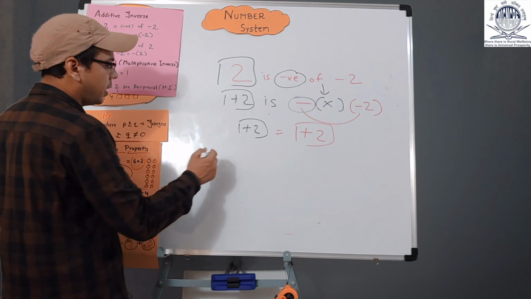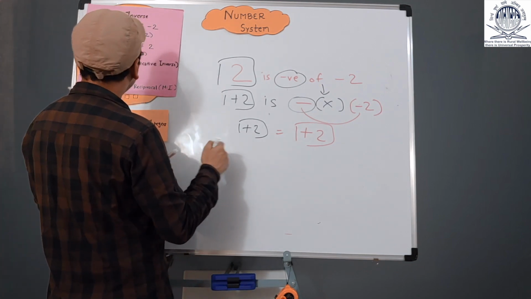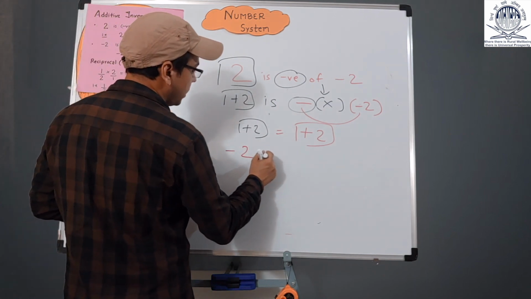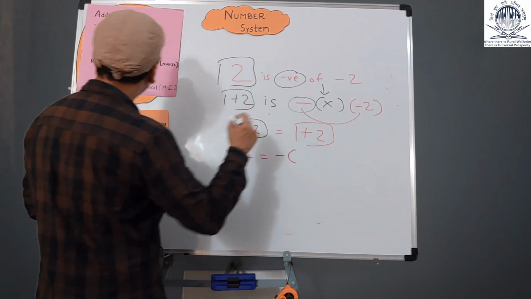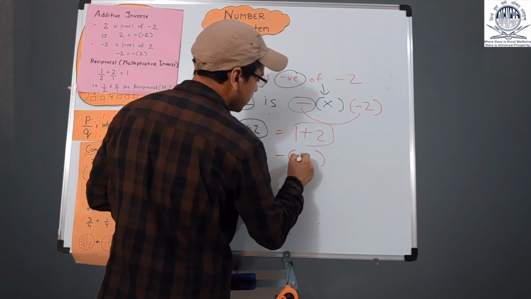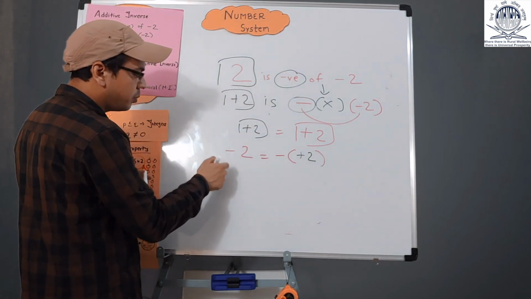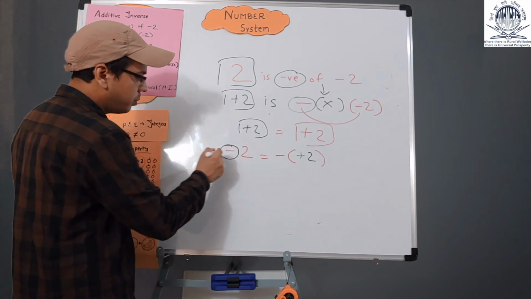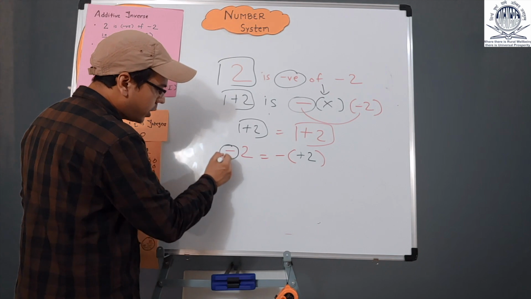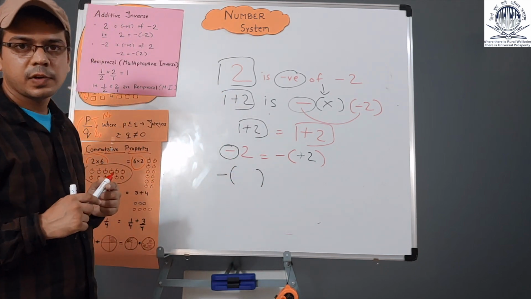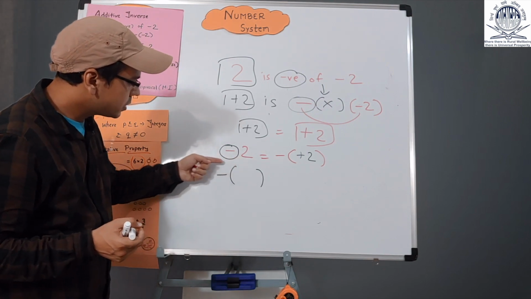So how can you say that? You can write it this way probably: negative 2 is equal to the negative of this number, which is plus 2. So what does it mean? It means this sign over here is actually getting multiplied to a number, and that number itself is not negative.